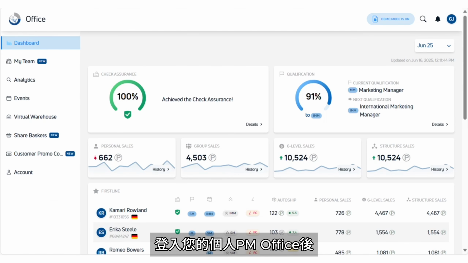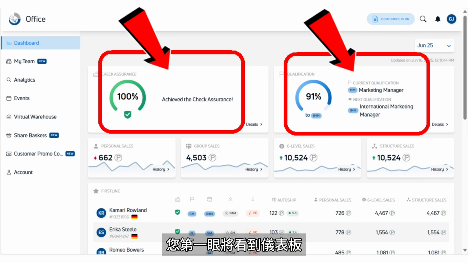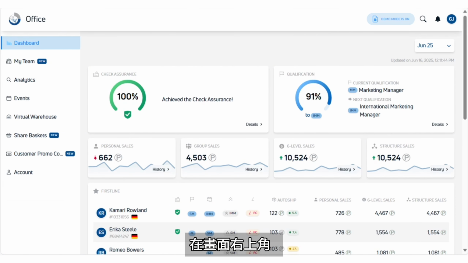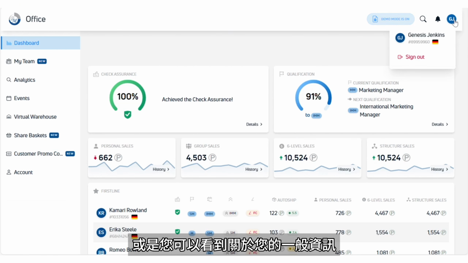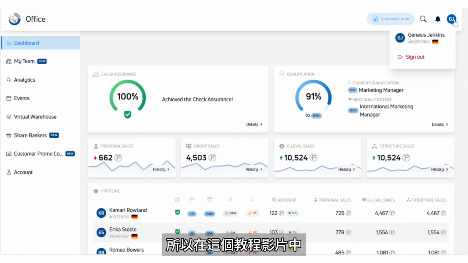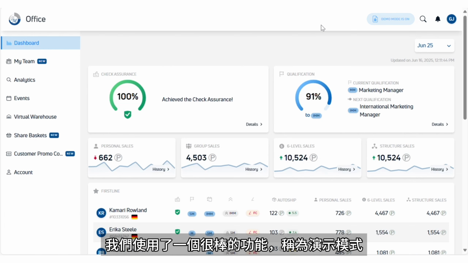So after login to your personal PM Office, you will see at first sight the dashboard. On the top right there is the logout button or the general information on your name and your team partner number. So during this tutorial video we used a great functionality called demo mode.